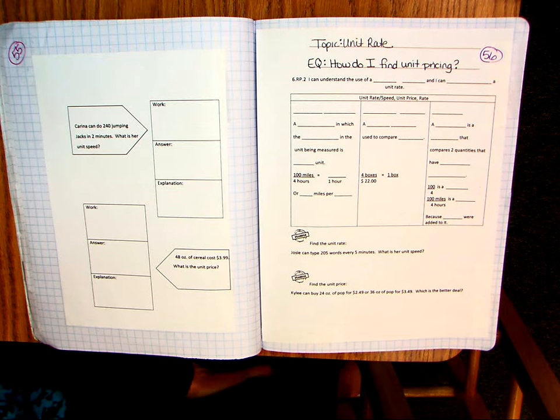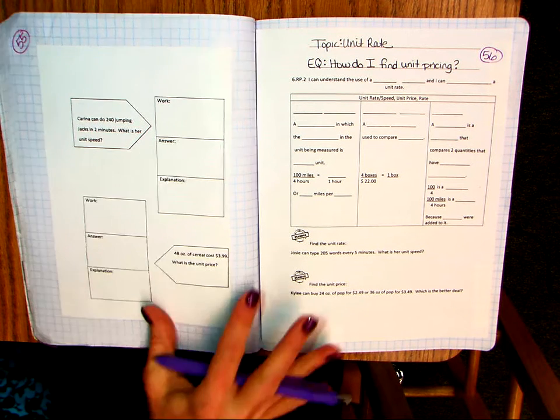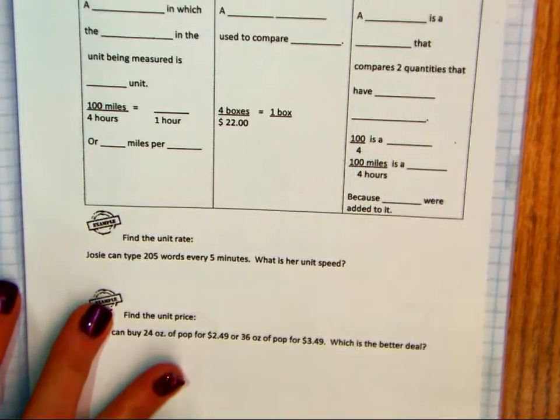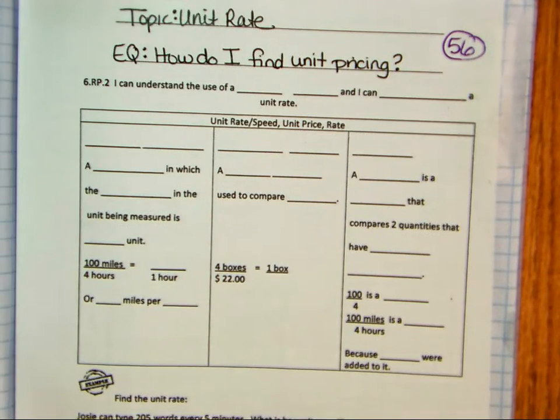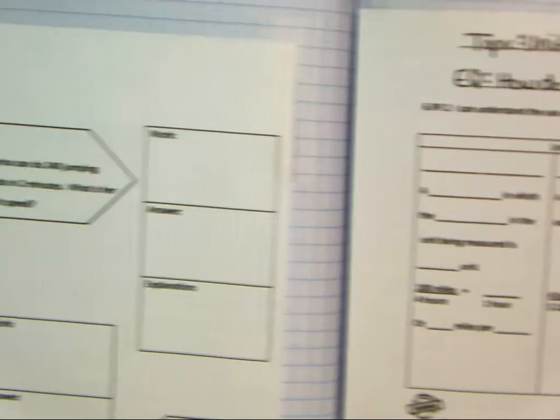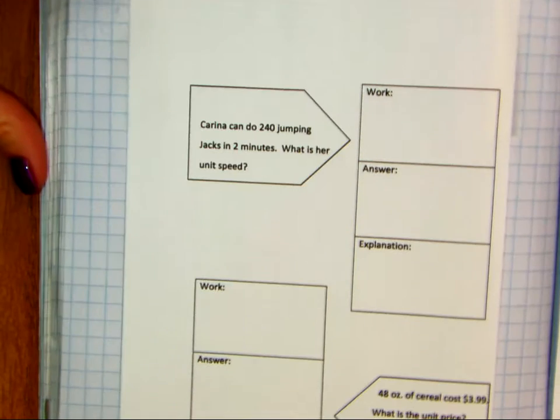Well, good morning. So today we're going to talk about unit rates, and we're going to go to pages 55 and 56 of our interactive notebook. On those pages, please put the page that has unit rate written on it with the topic on page 56, and on 57 you're going to have the word problems, the practice problems.